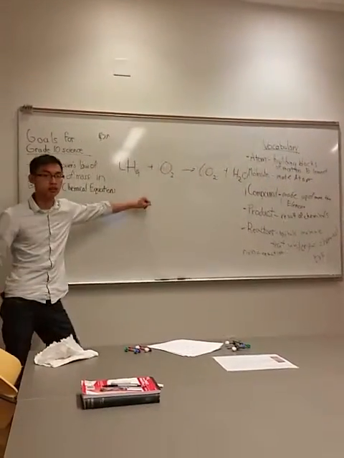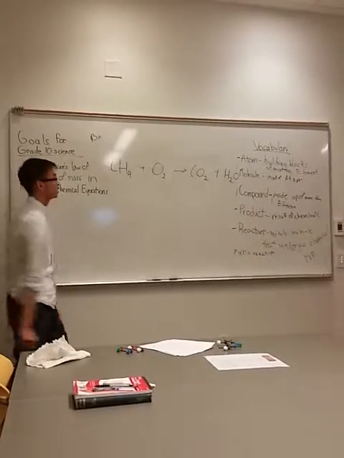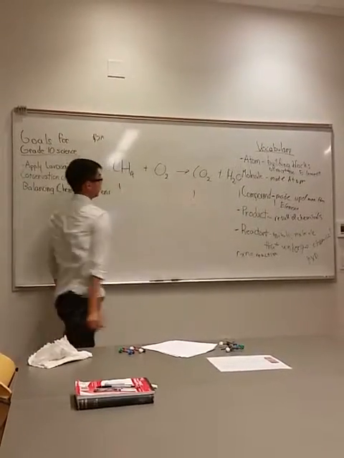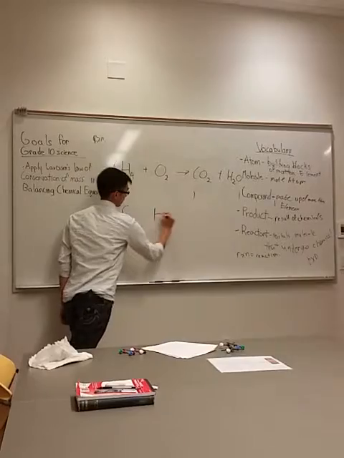Now count for me whether or not this is balanced. You have 1 carbon on each side. You have 4 hydrogens on one side. Let's write this up.